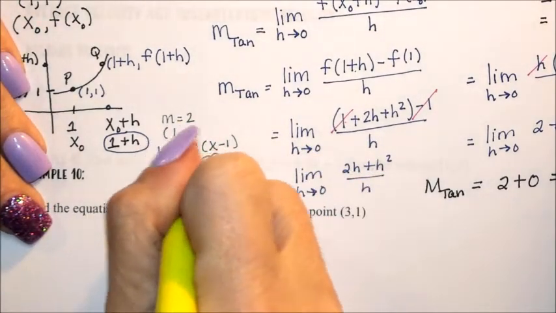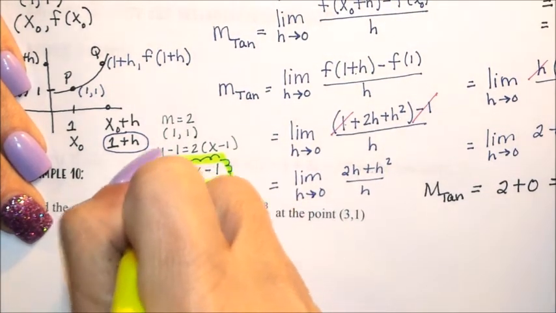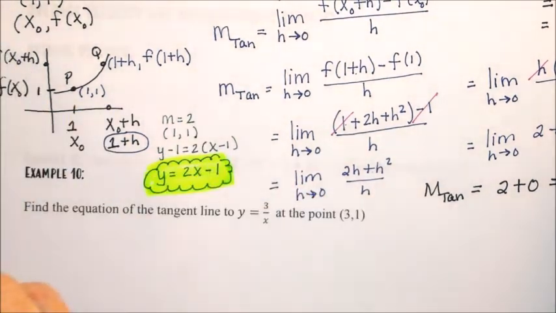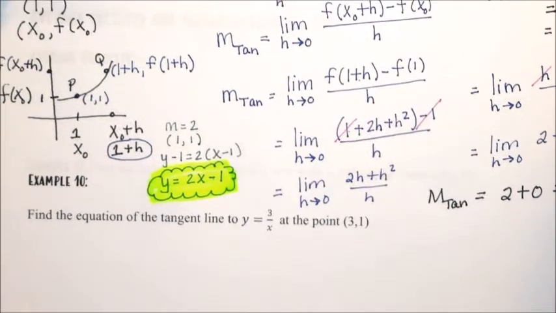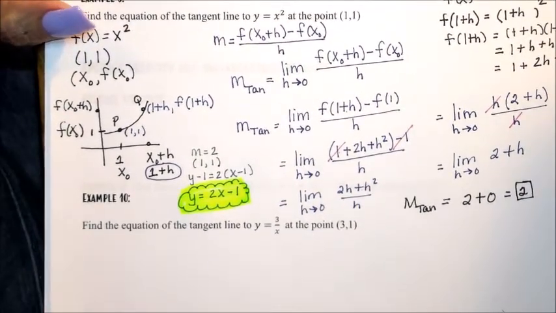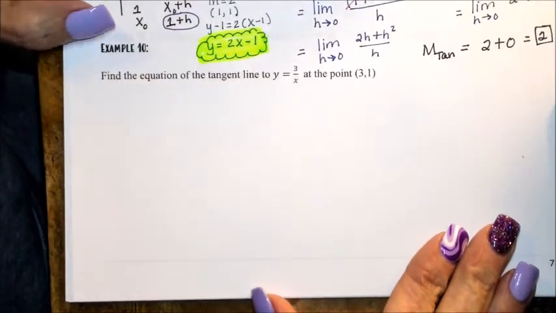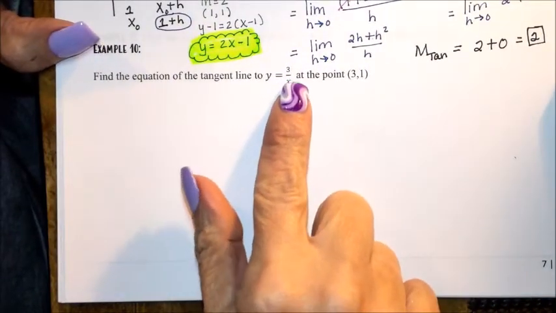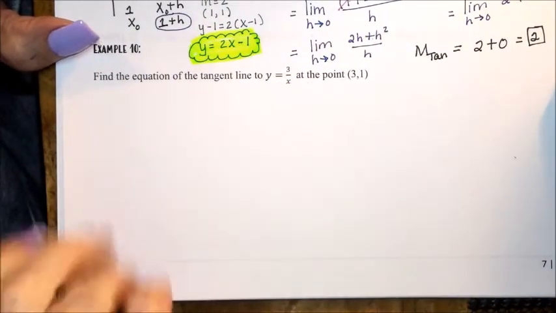Now, was that a little bit harder than what we did before? Maybe. But boy, the math you just did right there and the calculus, my friends, oh, I love it. I love it, I love it, I love it. Okay, let's try another one. Find the equation of the tangent line to y equals 3 over x at this point.